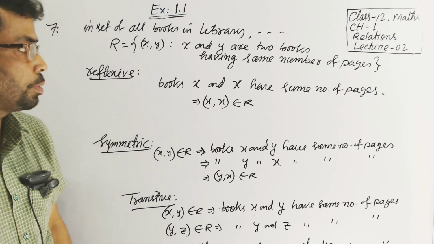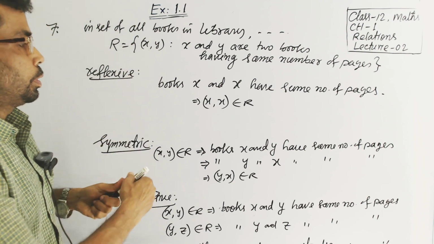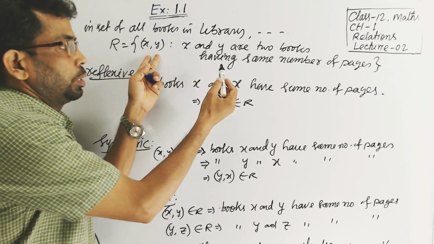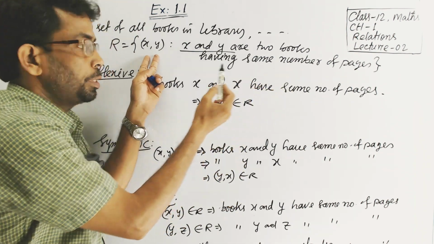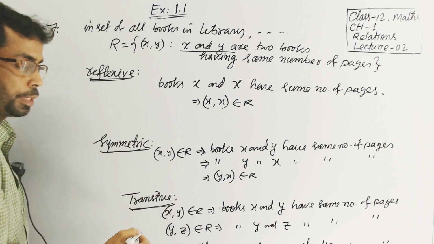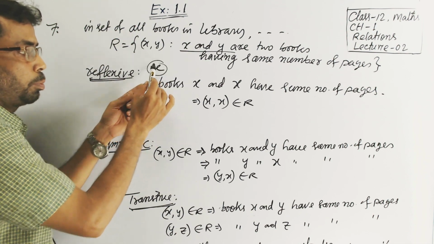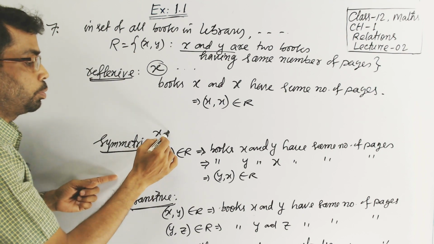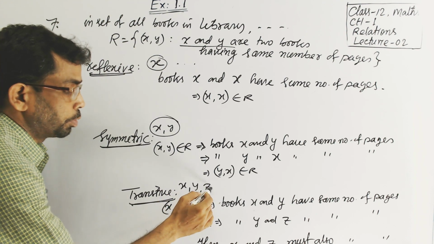The next question is, the relation is made on the set of books in a library. By this condition, two books are related if the books have the same number of pages. If two books have the same number of pages, the books are related, and we have to show that the relation is reflexive, symmetric, and transitive. For reflexive we have to take only one element, that means consider one book X in the library. Then for symmetric we have to take two books, and for transitive, to explain, we have to consider three books.